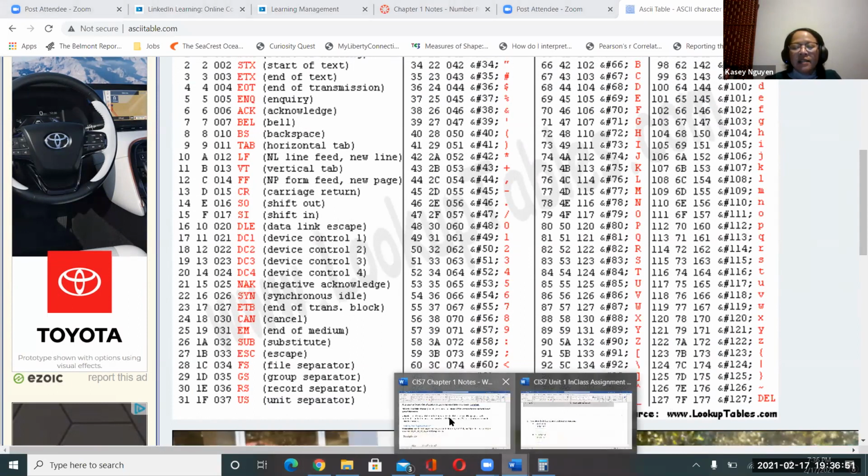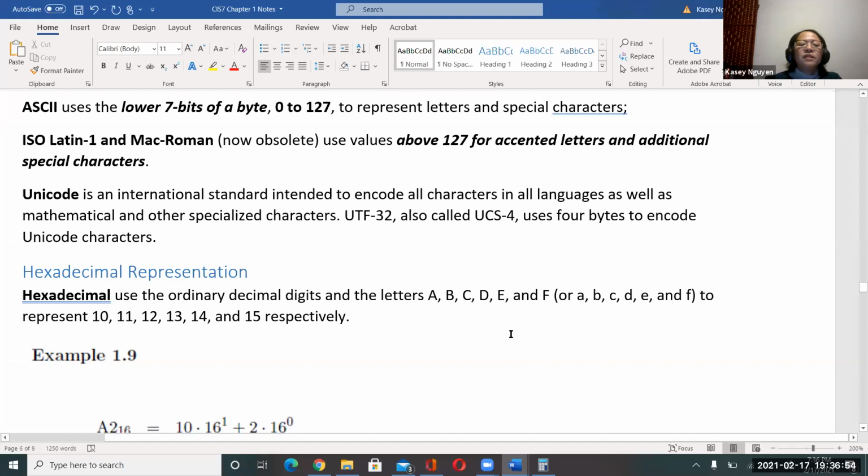And then it talks about ISO. This is for Latin 1 and Mac Roman, which go above 127. So if you're looking at languages that have accent letters, when you type text with accent letters and special characters, we would need to implement a different encoding outside of ASCII, because it's limited to only the symbols and characters allowed between 0 and 127. And then here it talks about UTF and the encoding with Unicode characters, which is wider.